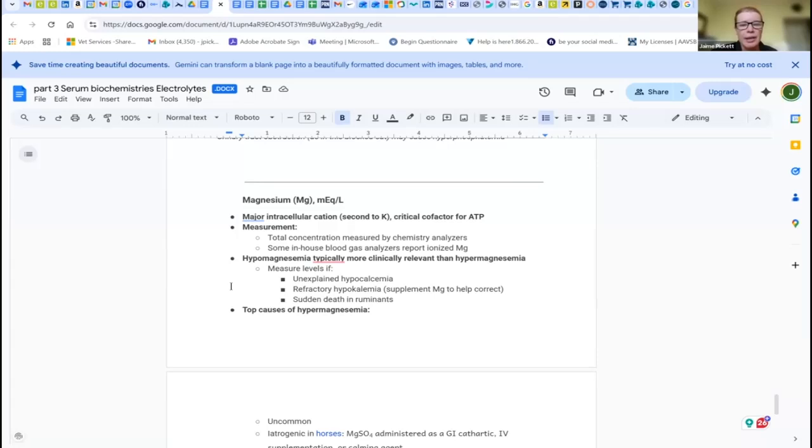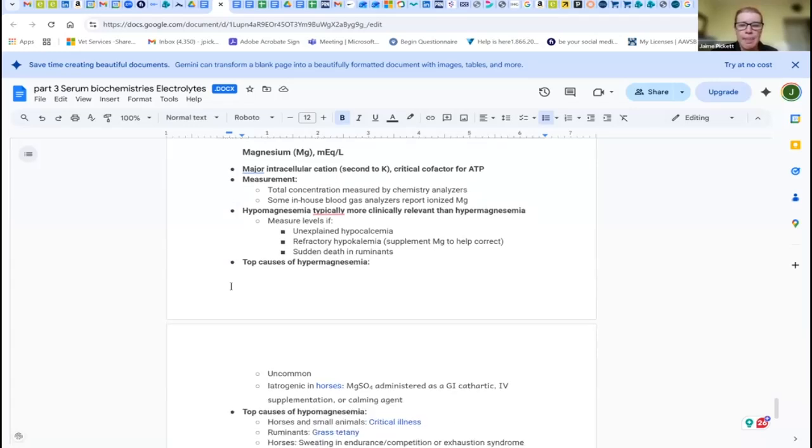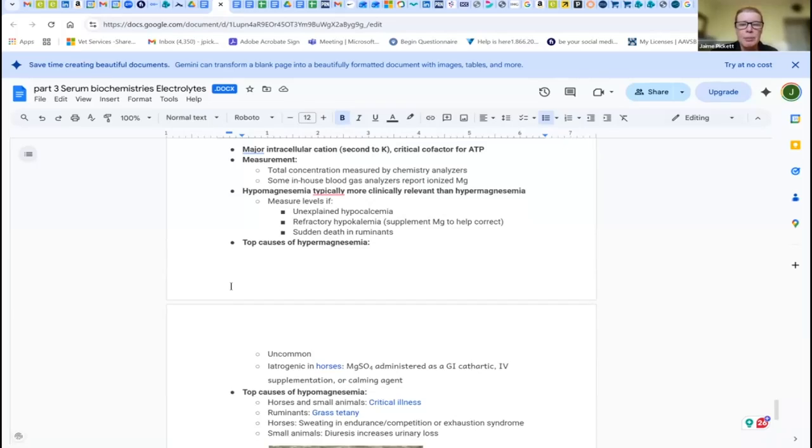So if we have an increase in magnesium, it's pretty uncommon, but it can be iatrogenic. So, for example, horses receiving magnesium sulfate as a cathartic or calming agent, if we give too much, they'll have an increase.